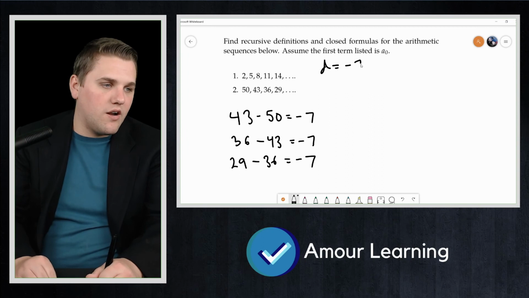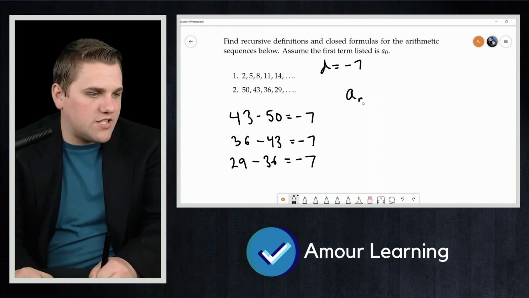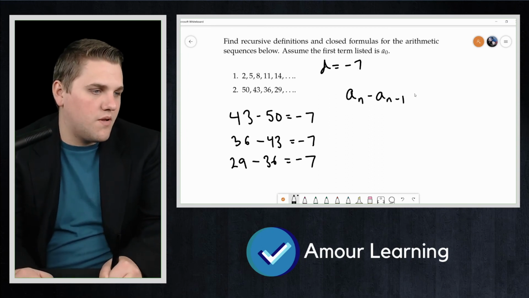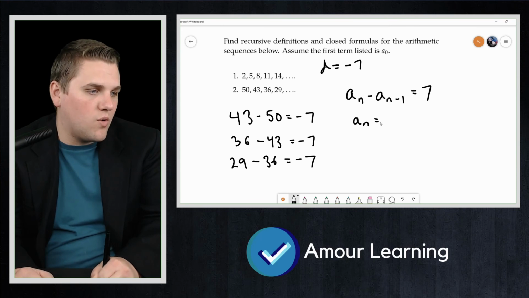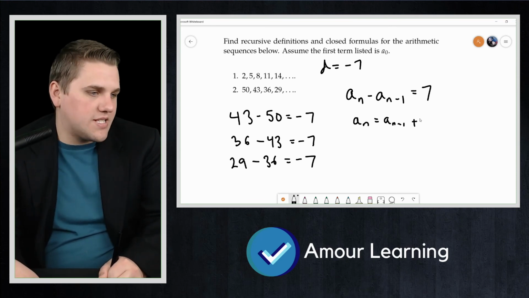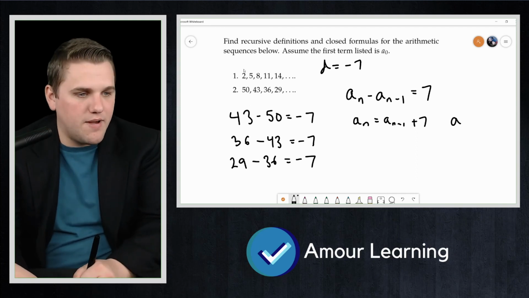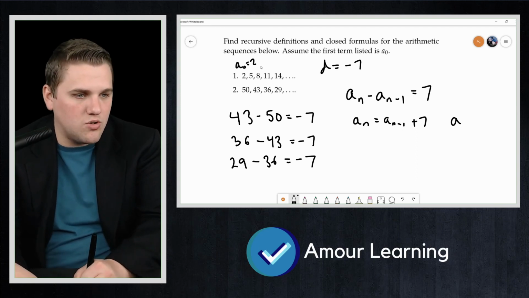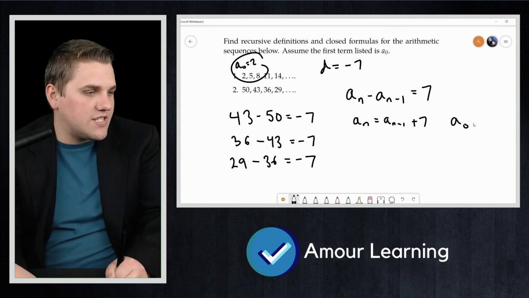And in particular, we see that the difference of each successive term is negative 7, or an equals an minus 1 there, plus negative 7, with, and I forgot to mention last time, a naught was 2 for that example there. In this example, a naught is 50.